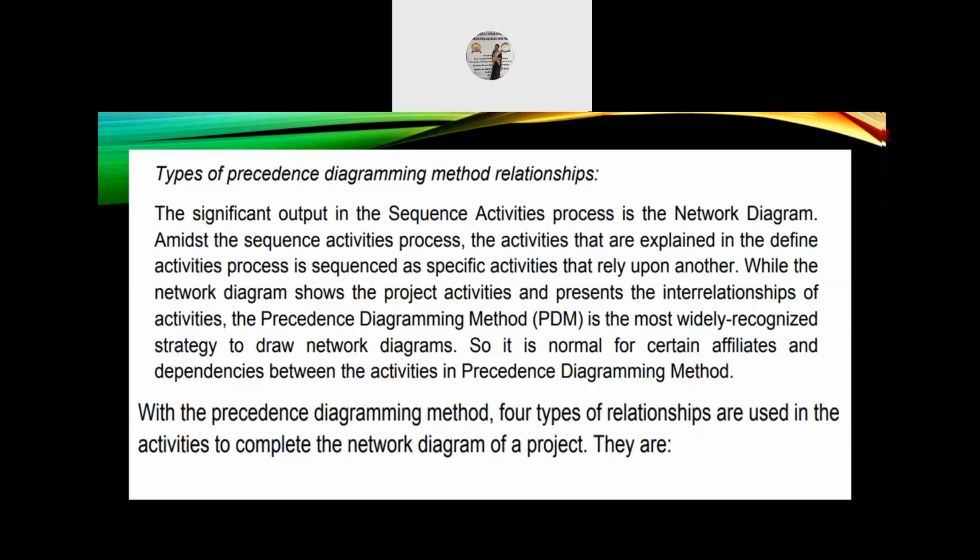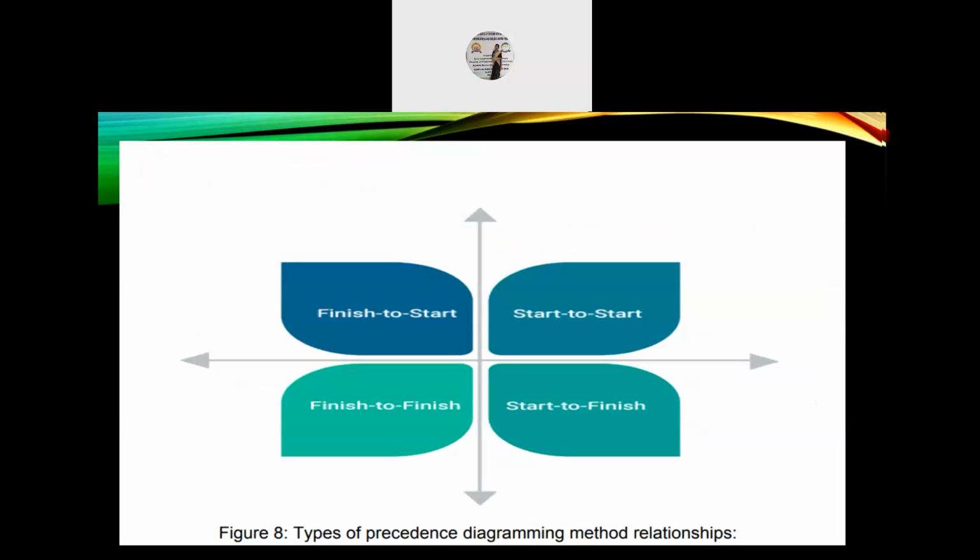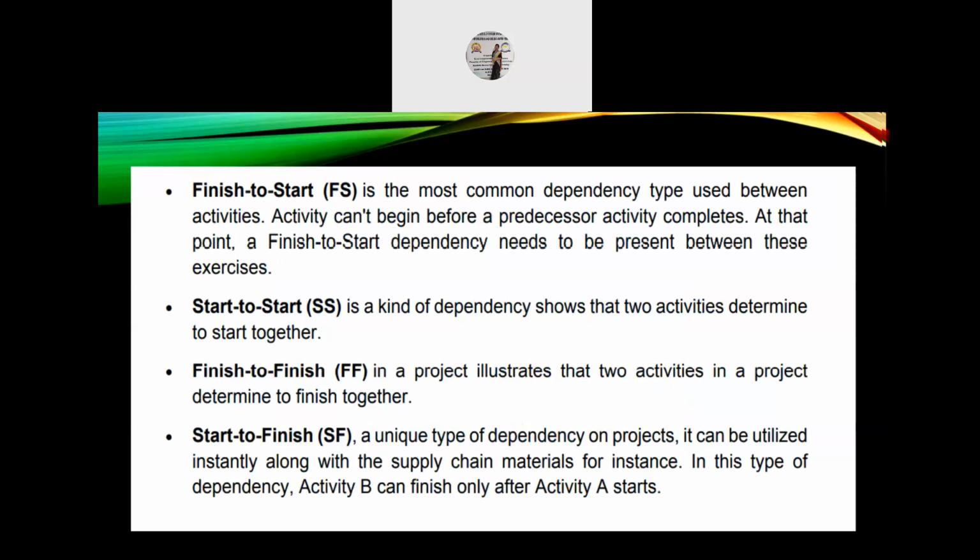So it is normal for certain affiliates and dependencies to exist between the activities in the precedence diagramming method. With the PDM method, 4 types of relationships are used in the activities to complete the network diagram of a project, and they are, here you can see, start to start, start to finish, finish to start, and finish to finish. So these are the types of precedence diagramming method relationships.